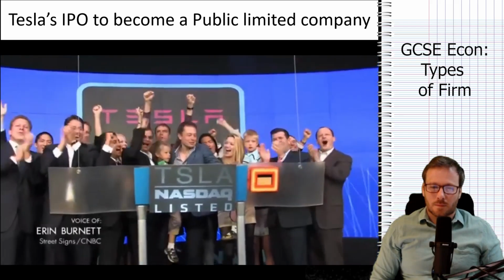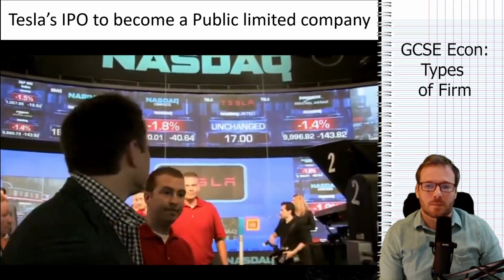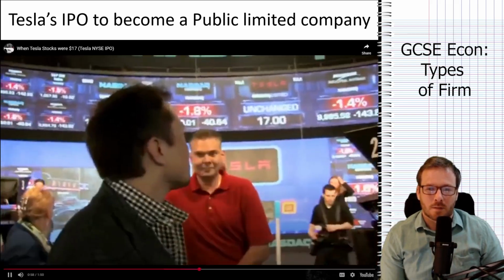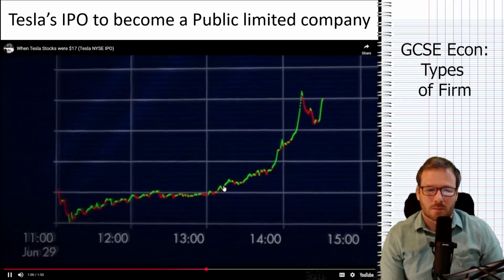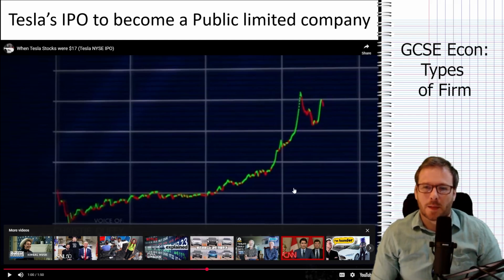It is up. It priced above the range, sold 20% more stock than it thought it would, and it is still up. Shares of the electric car maker Tesla Motors are up. So we can see they were successful. They sold 20% more than projected. And look at the value shoot up.